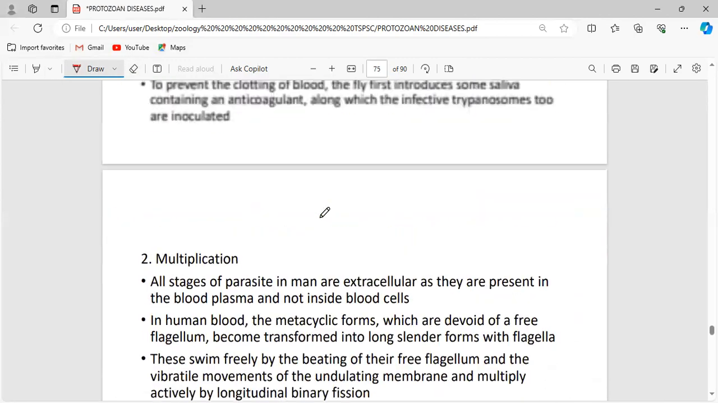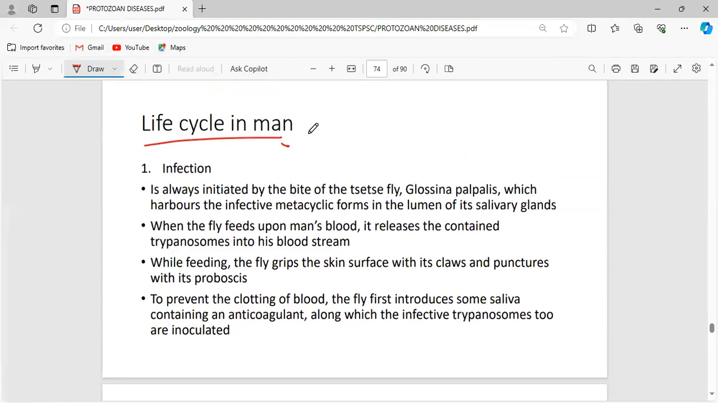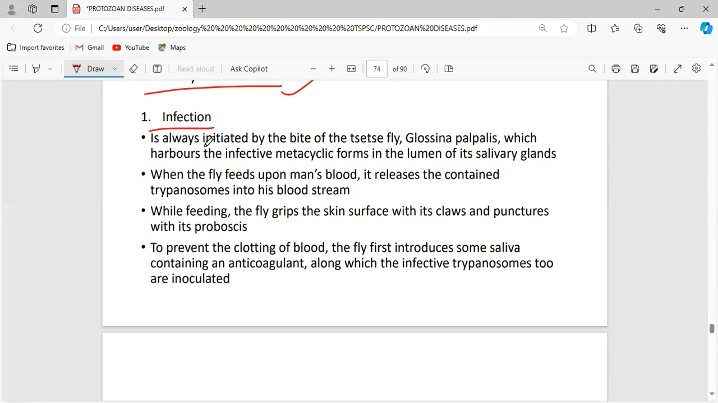Now come back to the theoretical part. Life cycle in man: infection is always initiated by the bite of the tsetse fly, that is Glossina palpalis, which harbors the infective metacyclic forms in the lumen of its salivary glands. Just now I have explained it. The infection will start only by the bite of the tsetse fly.